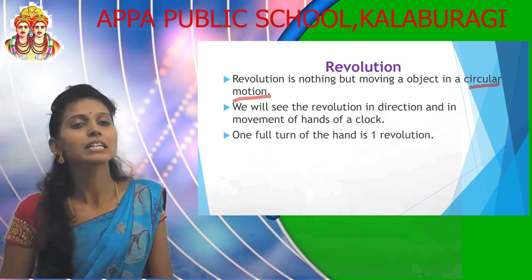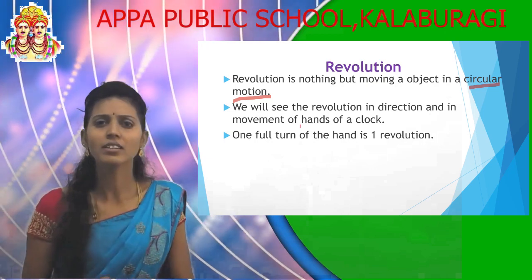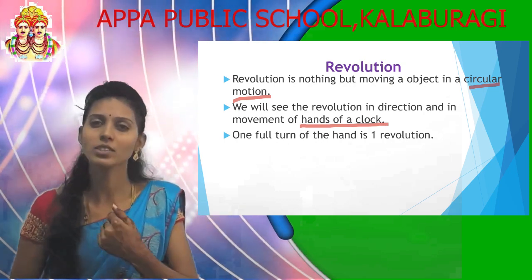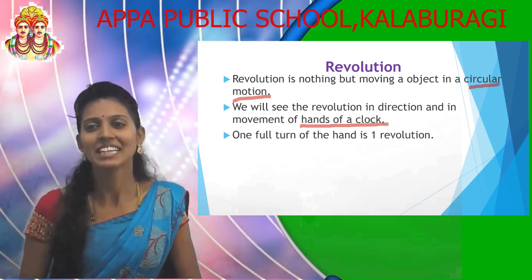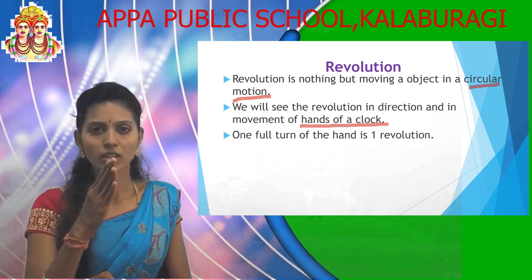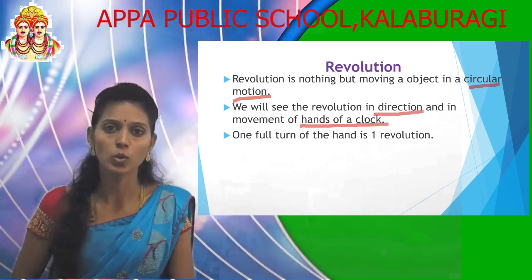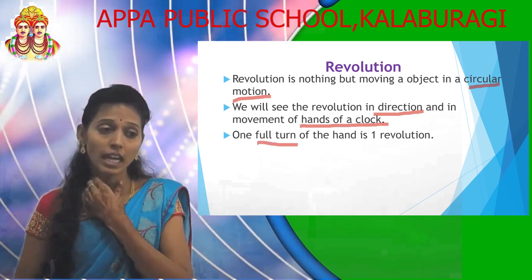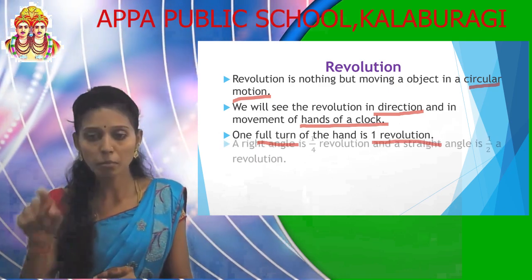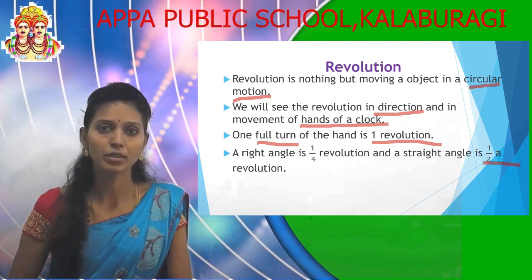Okay. So where will we see this revolution in our day-to-day life? Everywhere. See, if you watch your wall clock or watch. Now watches are digital, right? So leave it. Let us see the wall clock. There we will observe this revolution. Hands of a clock move in a circular motion, isn't it? Here we see direction also, isn't it? Yes. And one complete revolution shows you one complete turn. Then half, obviously half of a revolution.